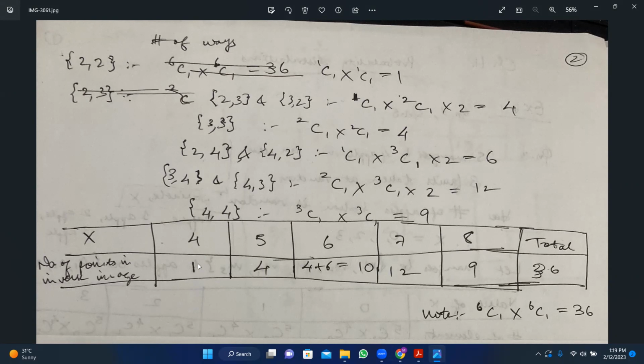Now when we add up all the values, we get 36. That verifies, that is a cross check, that we have, going through 2 dice, the total points in the sample space is 6C1 into 6C1, which is 36.